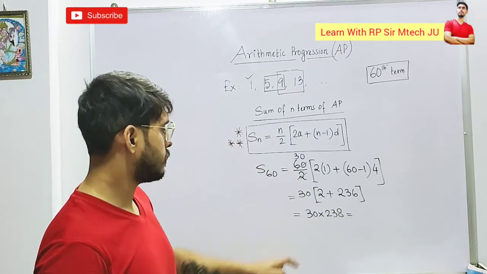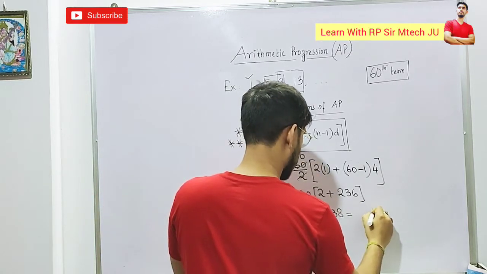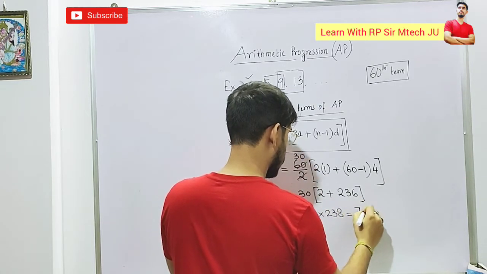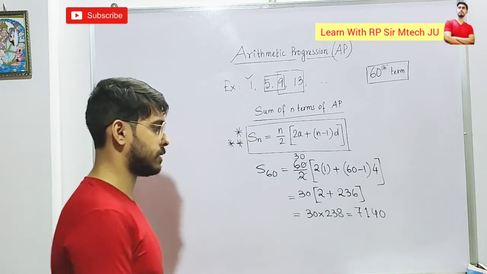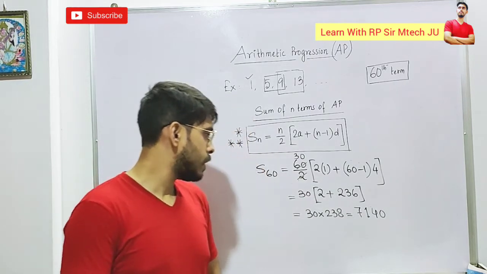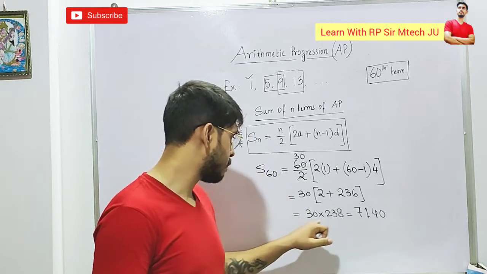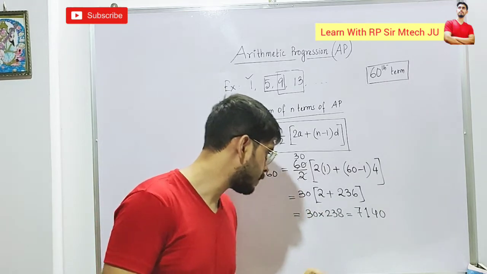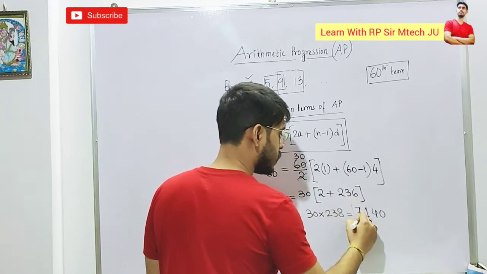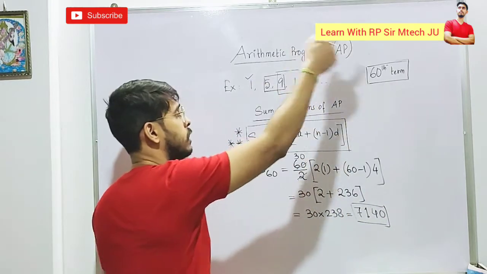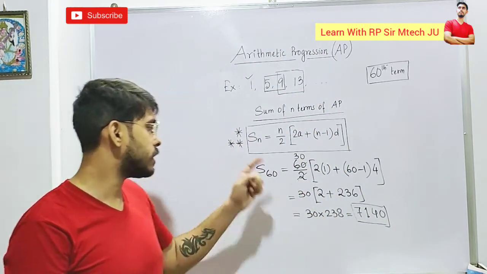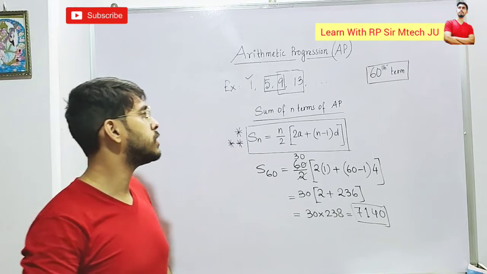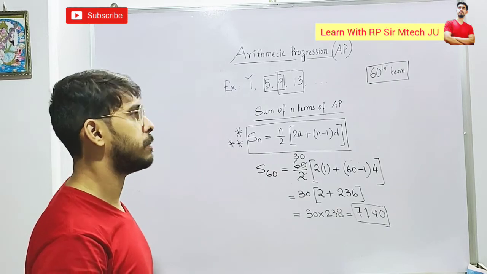So what is the final answer? I guess that is the answer. Okay. Good. So this is the final answer, and that is the total sum of all the 60 terms, right from 1 to the 60th term, which is 236. The total sum is coming as 7140. So in this way, we are finding out the sum of the n terms of an AP.